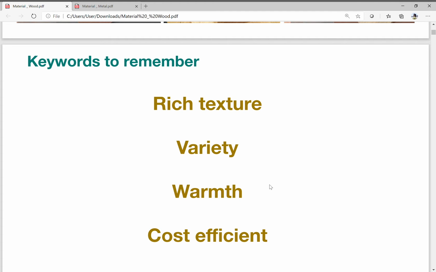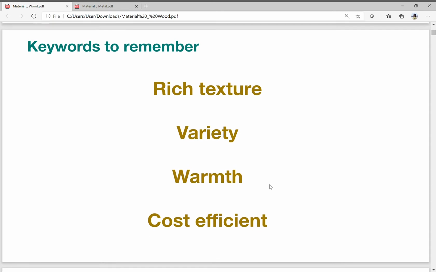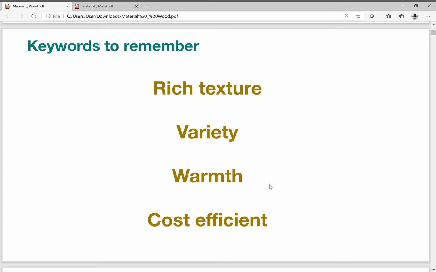Wood has a rich texture. It has a variety of materials, finishes, and applications. The thing with wood, it's really associated with the keyword warmth, and it's also cost efficient. As designers, you have to be more knowledgeable as to whether the wood or the materials that we are getting are sustainable. That's why you have regulations with regards to what kind of wood is being utilized in the market.